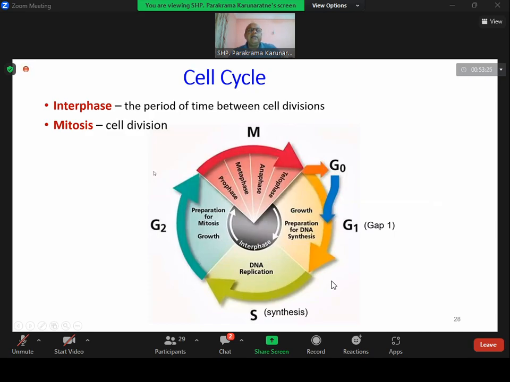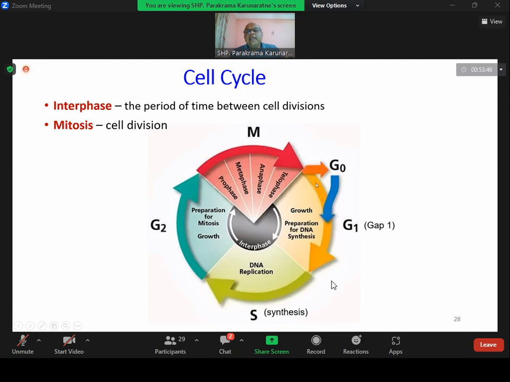And this is the cell cycle in a little more detailed manner. Here you get interphase and mitosis. Mitosis is the division period. Don't worry too much, but I told you these basic words. Four phases are there: prophase, metaphase, anaphase, and telophase.